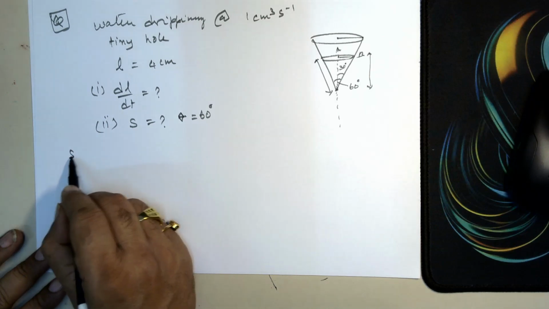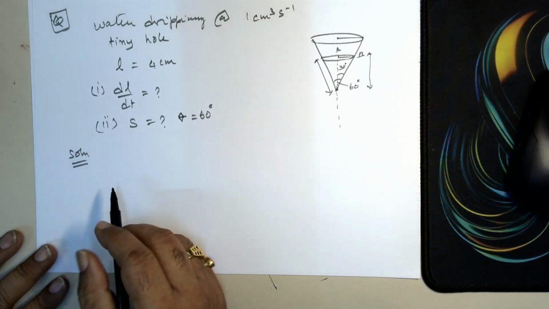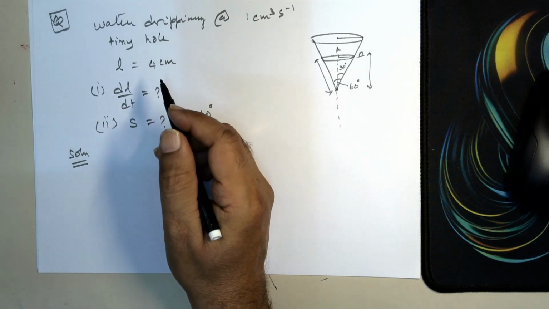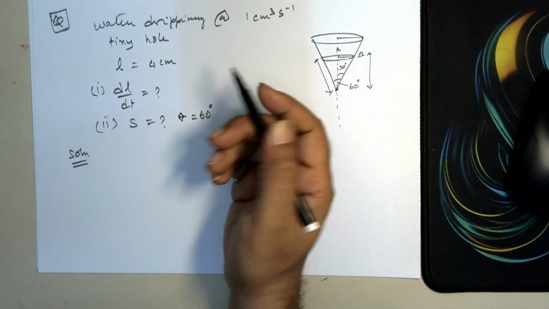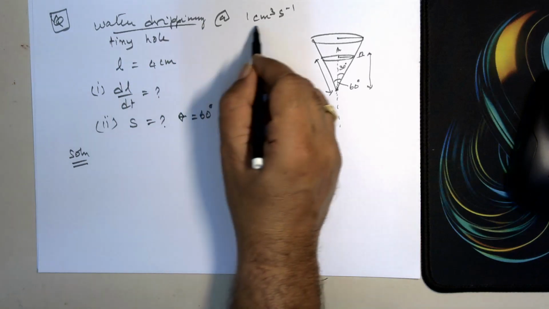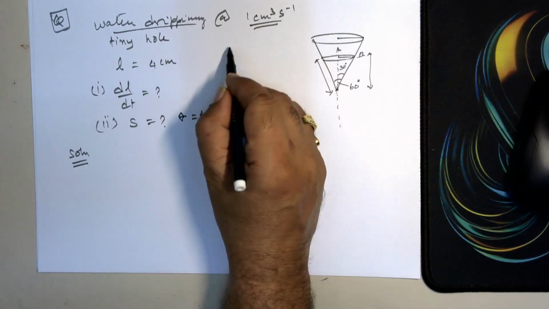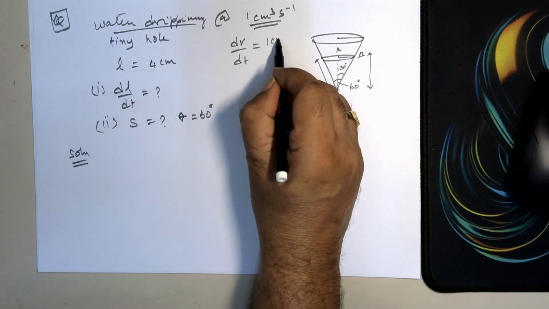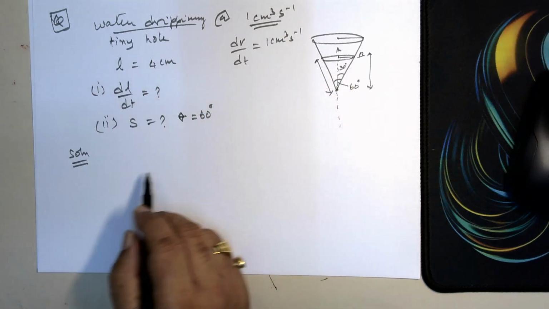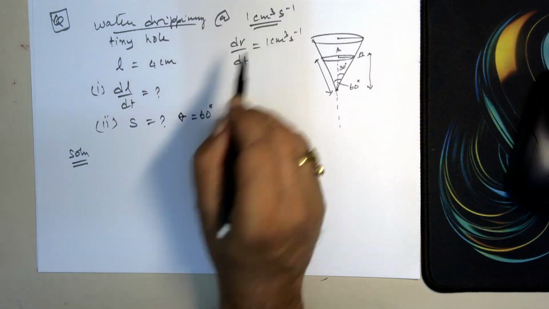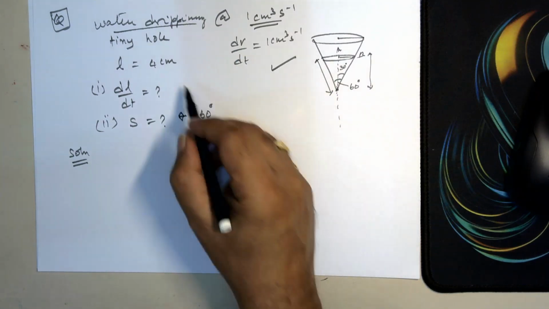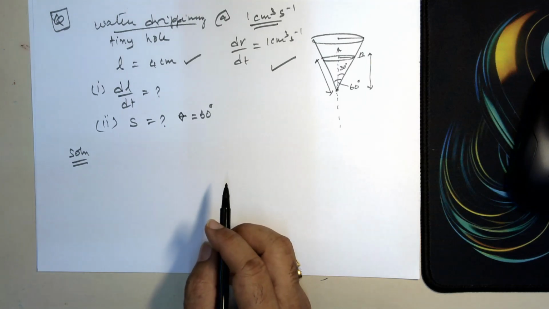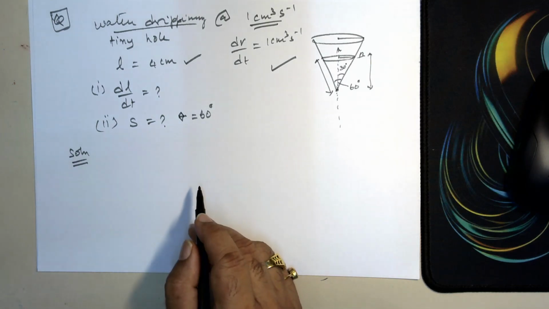So solution. The dV by dt: water dripping at the rate of 1 cubic centimeter per second means that is the volume. So dV by dt is given. How much? 1 cubic centimeter per second. So the given parameters: dV by dt is given. L is 4 centimeter. That is the slant height of the water. Right? And now let us proceed.